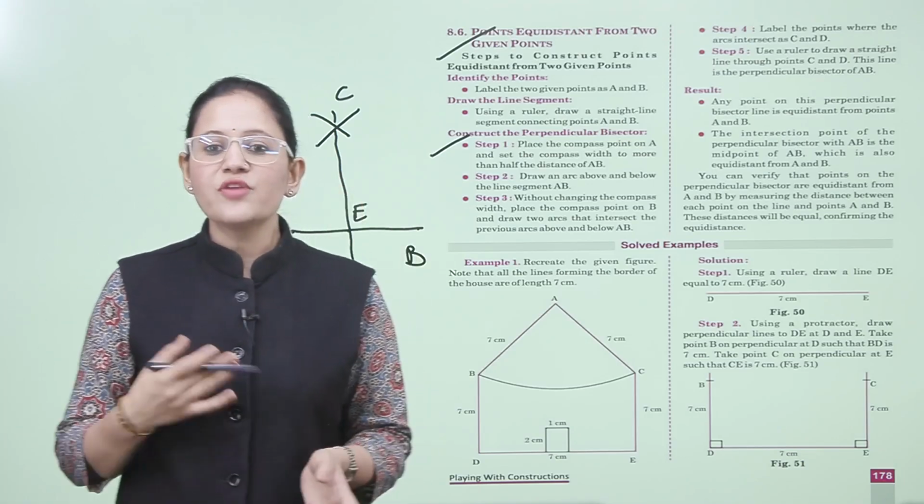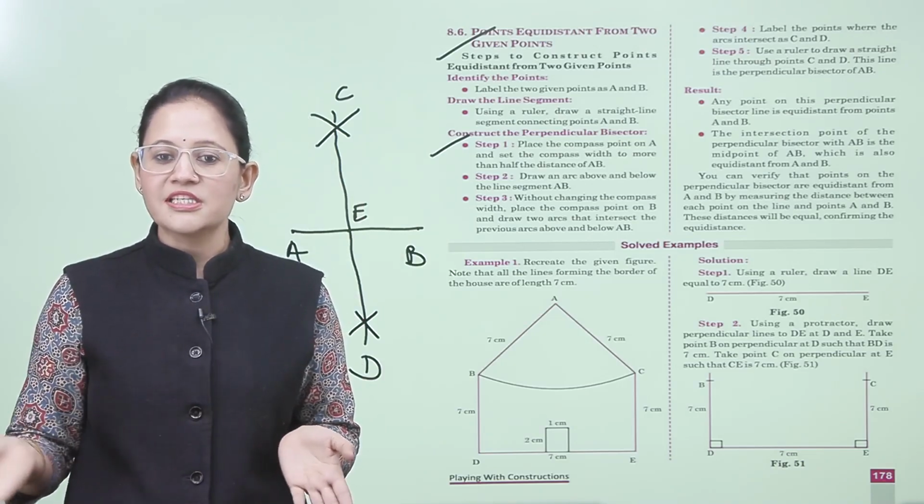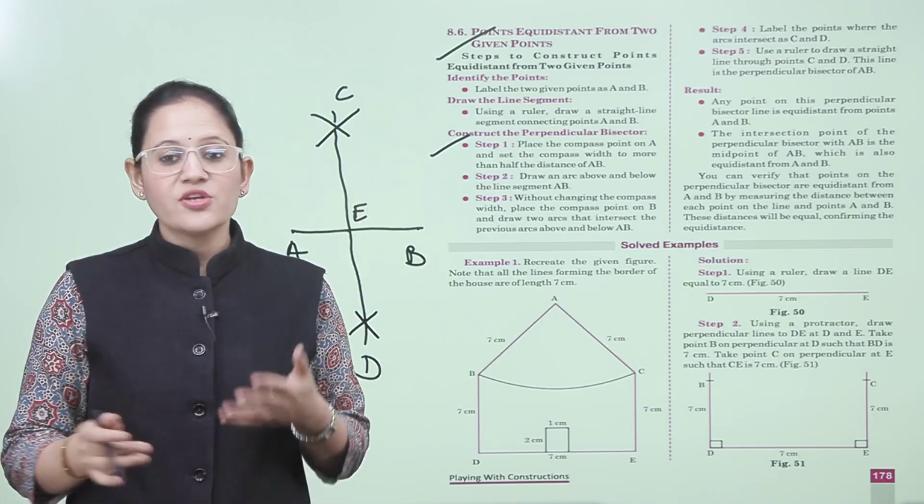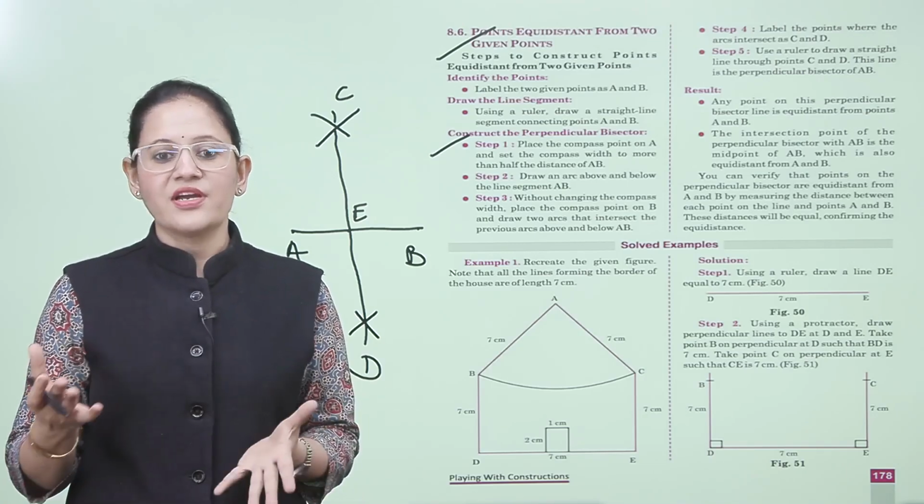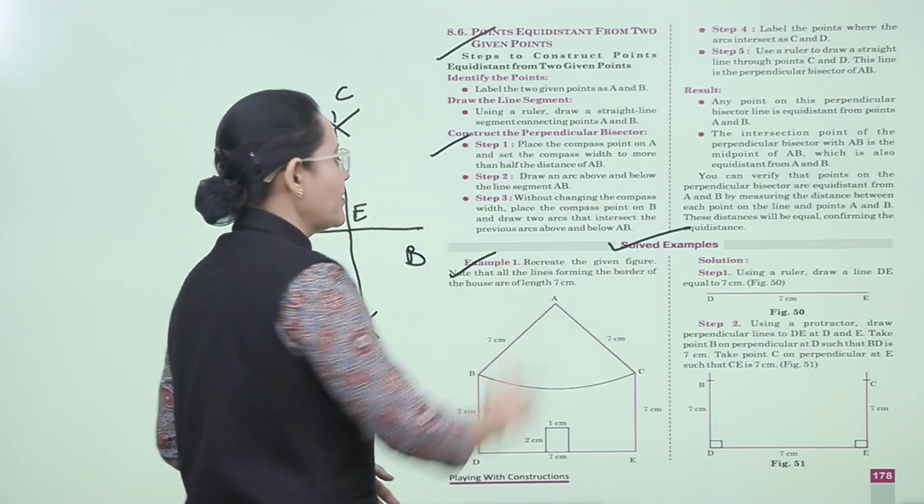Clear? So you can verify that the points of the perpendicular bisector are equidistant from A and B by measuring the distance between each point. You can measure the distance and verify it. Clear? Next, solve the example. Example 1.